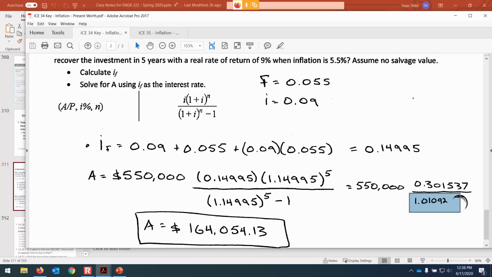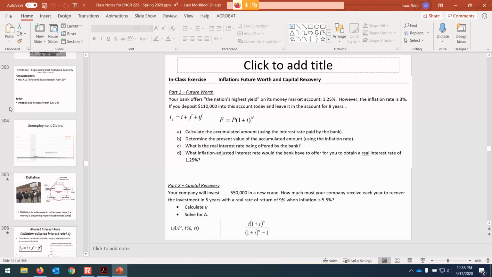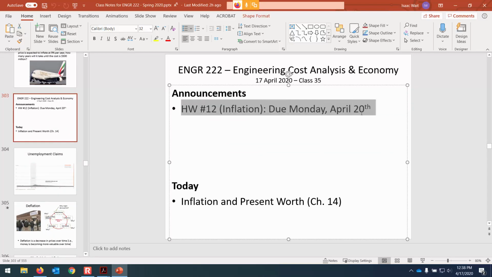All right, well, that takes us to the end of what we're going to cover today. Before we go our separate ways, let me just remind you that homework number 12, which makes use of these inflation concepts, will be due before class on Monday, April 20th. So you've got the weekend to apply those inflation calculations to the assignment. If you have any questions, you can send me an email, or we can set up a time to talk.